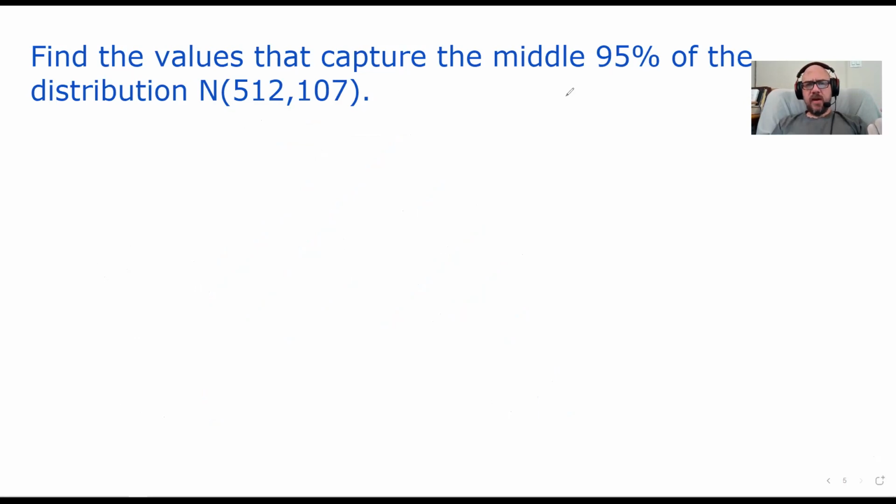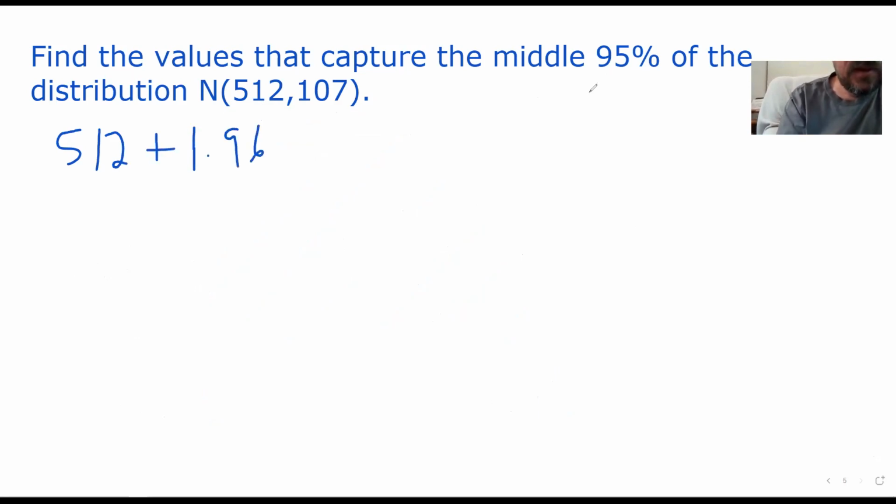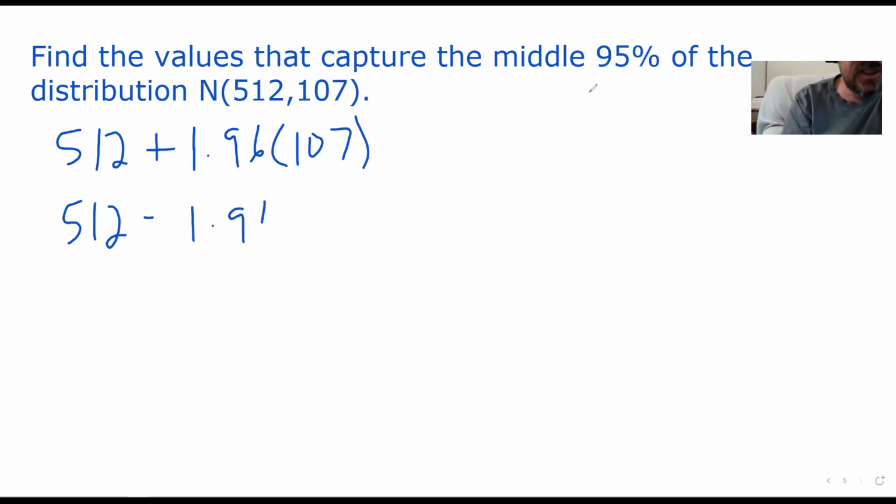So if I want to find the middle 95% of this distribution, I can just go 1.96 standard deviations to the left and right of 512, and that will give me the boundaries, right? So what I can do is 512 plus 1.96 times 107. So I've gone 1.96 standard deviations to the right of 512. And I can also do the same thing going to the left: 512 minus 1.96 times 107. That goes 1.96 standard deviations to the left of 512.